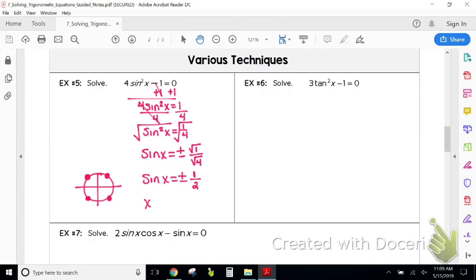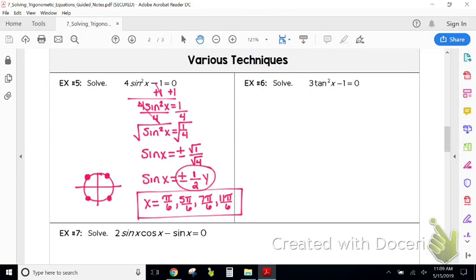All right, so x, my angle, is equal to, what is sine, x or y? Y. So where is y in the first quadrant, either a positive or negative 1/2? It's pi over 6. And what about the second quadrant? And the third quadrant? 7 pi over 6. And the fourth quadrant. 11 pi over 6. And so there's our 4 solutions.